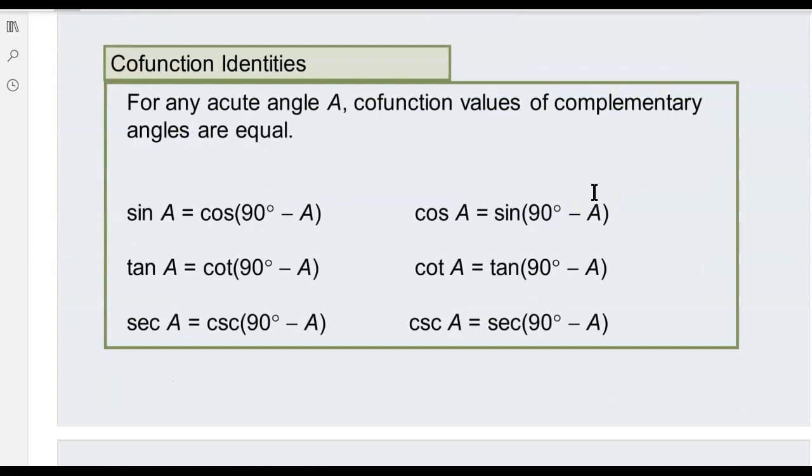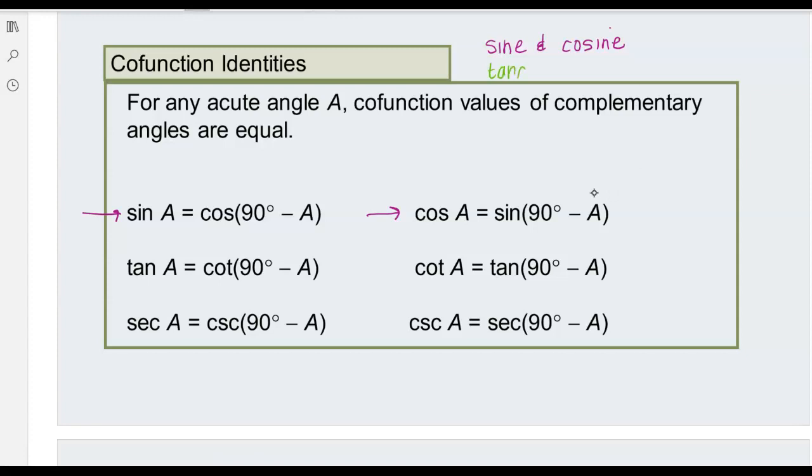This is a new definition that we haven't seen yet. These are called the cofunction identities, and the functions that are cofunctions of one another have the CO in front of them. So sine and cosine are cofunctions. And you can see in this first set of relationships here that the sine of an angle is the same as the cosine of 90 degrees minus that angle, and vice versa.